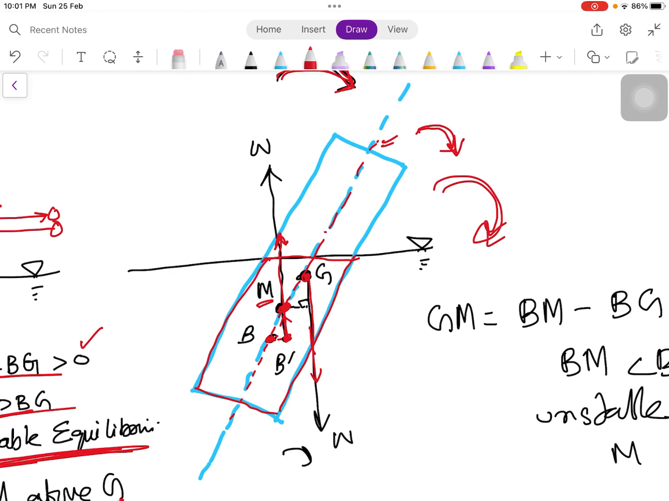This is the force and this is the force. So we have a clockwise couple, which is exactly in the direction of the original rotation. So we have learned that when we move a body in such a way that it moves away from its original initial position, that situation leads to an unstable equilibrium.